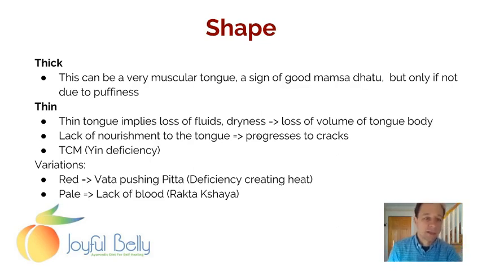Variations on a thin tongue are really important to consider and remember. If the tongue is thin and red, that means there's a deficiency of fluids that's making the blood more and more concentrated, and therefore the tongue appears red. So that's more vata pushing pitta, or deficiency creating heat. The tongue dries out and becomes red.